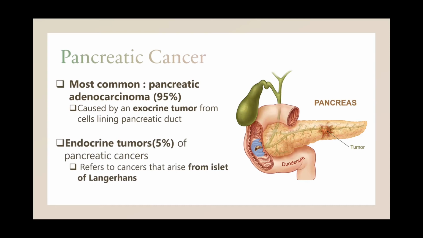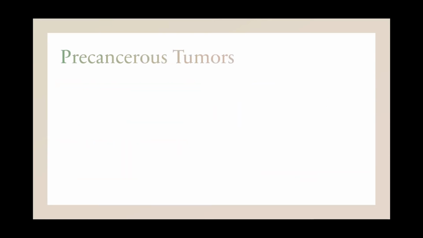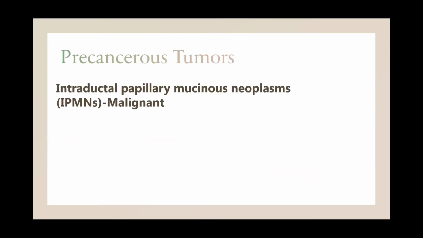So these refer to the cancers that arise from the hormone-producing cells in the pancreas. Let's talk about precancerous growths. Intraductal papillary mucinous neoplasms are precursors that are malignant.